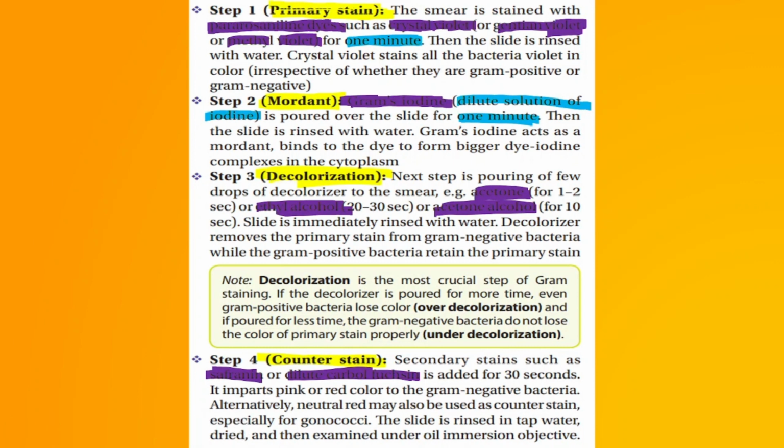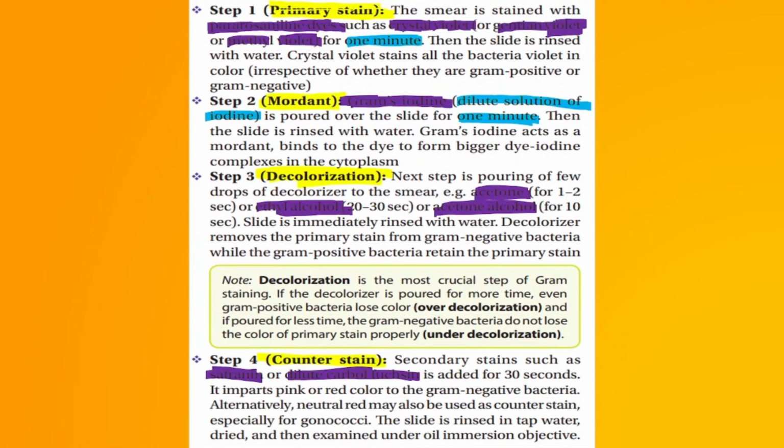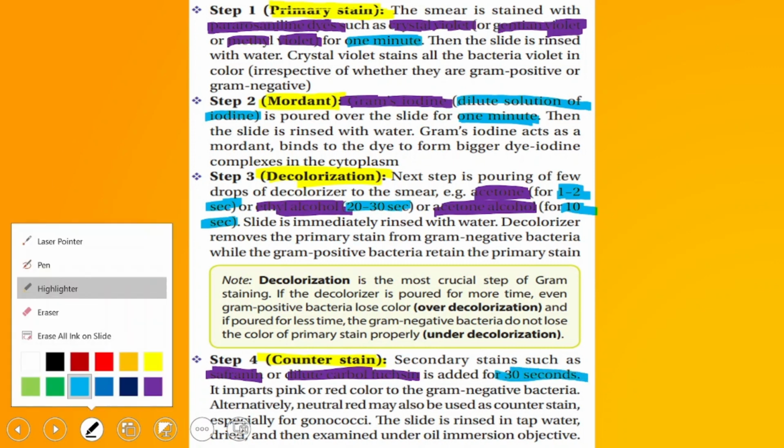For decolorization, if we are using acetone as a decolorizer, it is applied for nearly 1 to 2 seconds. If you are using ethyl alcohol, then 20 to 30 seconds can be applied, and if acetone alcohol is used, then nearly 10 seconds. And lastly, the counter stain like safranin or carbol fuchsin has to be applied for 30 seconds. I hope everything is very clear till here.